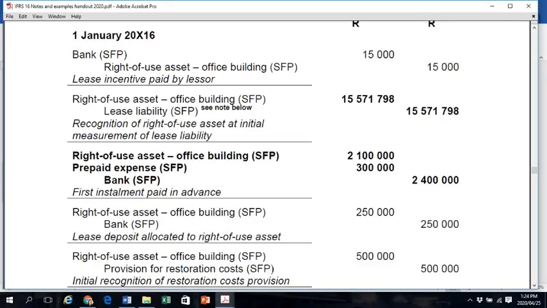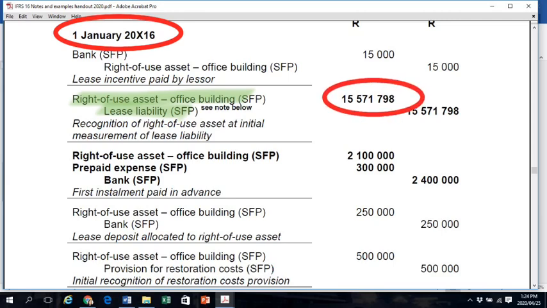So the journal entries will be as follows. On commencement date, when I recognize the right of use asset and the lease liability at its initial measurement amounts, you will now recognize this at the 15 million that we've just calculated. But an additional journal entry is now necessary at commencement date for that first payment paid by the lessee of the 2.4 million.